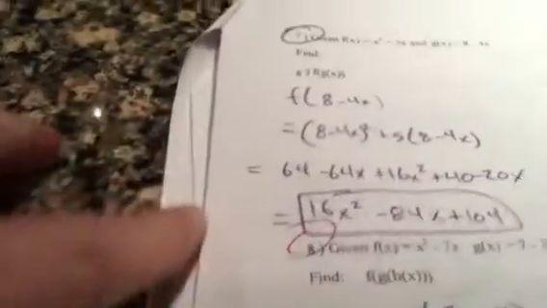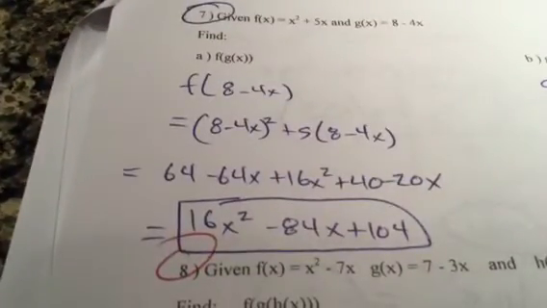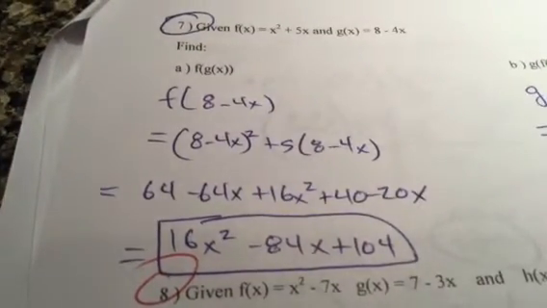All right, folks, let's take a look here. Given f of x and g of x, find those compositions. So f of g of x is 8 minus 4x. Plug that in for x in the f of x equation and simplify.